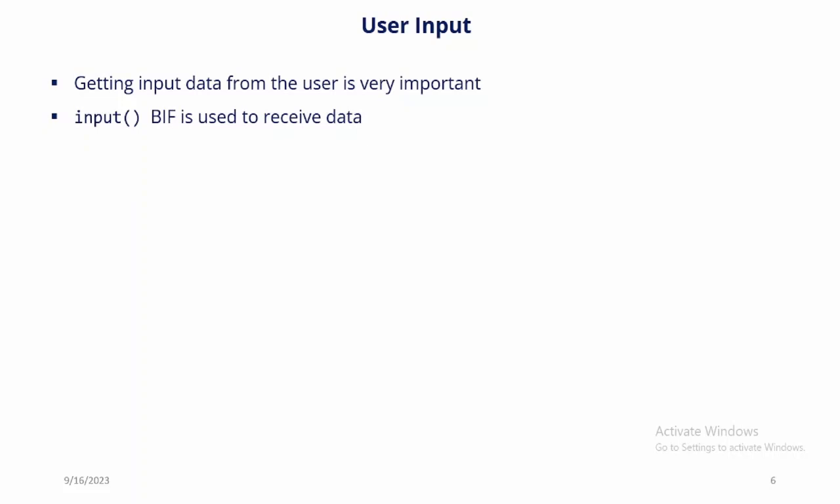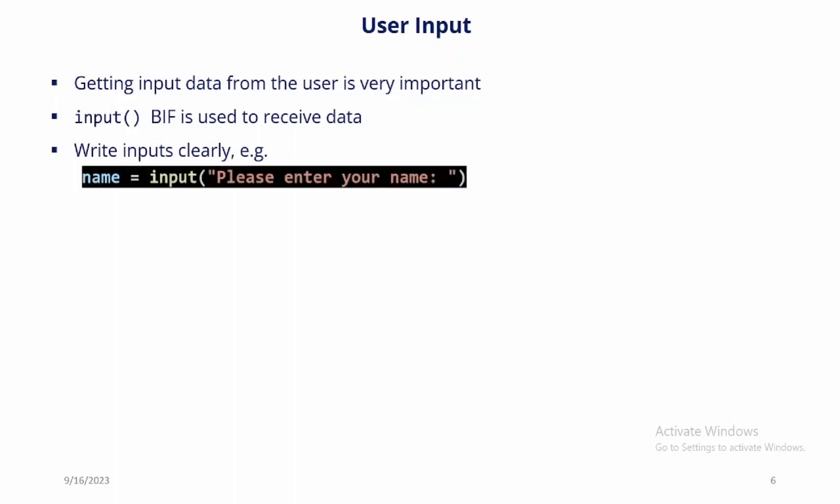We have been using the input built-in function to receive data throughout the course. However, there are some things we need to know about writing inputs in a better way. One piece of advice is to write inputs clearly. For example, we say name equals input, please enter your name. See the way it has been written.